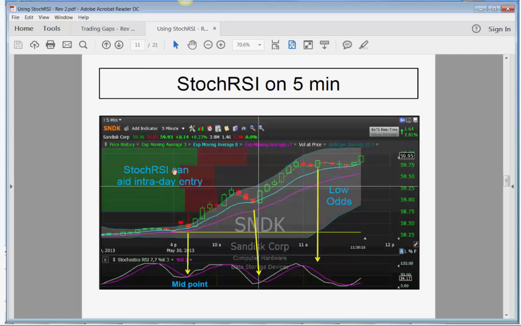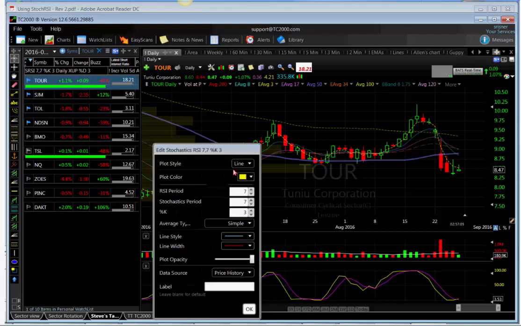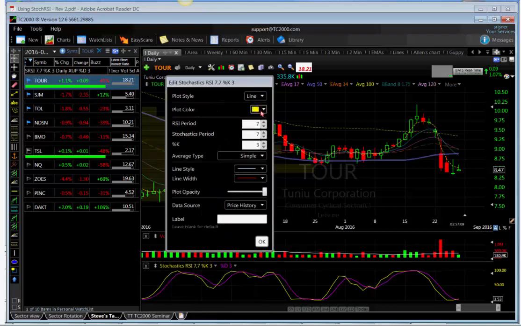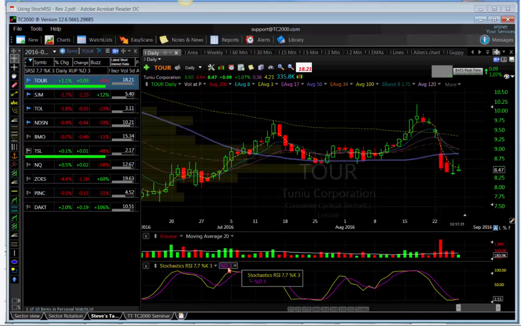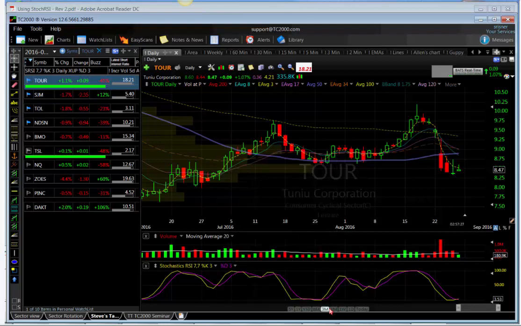It varies from, okay, my settings in TC2000 are 7, 7, 3 under stochastics. So if I edit this, I use 7, 7 simple. I've tried exponential. Simple works a little better. And the percent D is 3, simple. It tends to work for me on all time frames. And it's an approximation anyway.